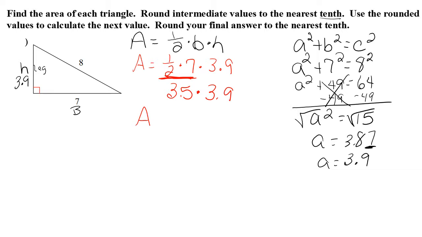And whenever I put that into my calculator, I end up getting 13.65. But again, it tells me to round the final answer to the tenth. So I look at the 5. The 5 says round up. So my area is 13.7.